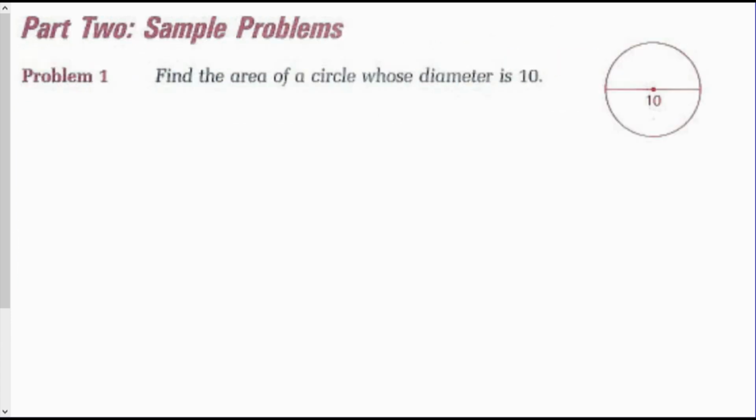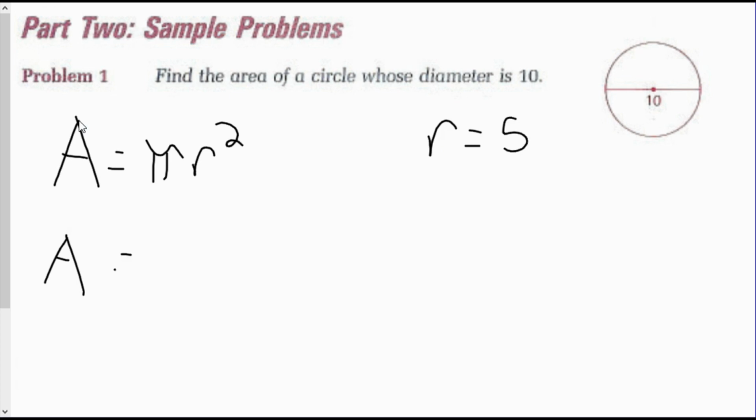Looking at some example problems, I have problem 1. Find the area of a circle whose diameter is 10. So I know area of a circle is pi r squared. So I need to find out what my radius is. Well, I'm given a diameter of 10. That means my radius would be 5, because remember, diameter is 2 radii. So area is pi r squared, so 5 squared times pi. 5 squared is 25. So my area of this circle would be 25 pi units squared.